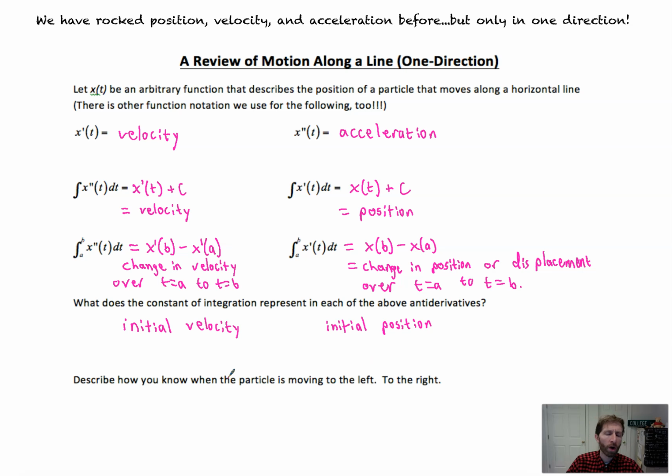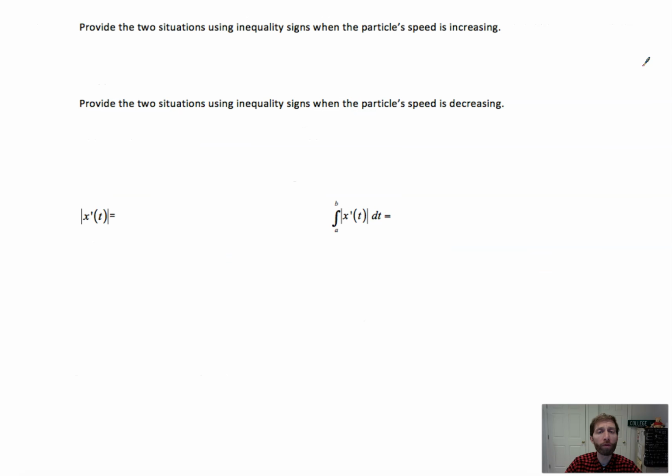Old school. Our particle's moving to the left when we're moving in the negative direction. So that's this way. That would be when x prime of t is less than 0. That's it. And we're moving to the right when the velocity, or x prime of t, is positive. That means that we're increasing in position. That's all. So again, a real quick overview of some of these ideas, and we go on, and then that'll be it. It'll be a quick video.